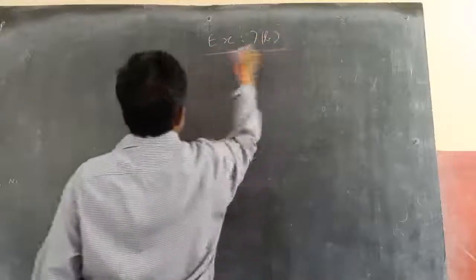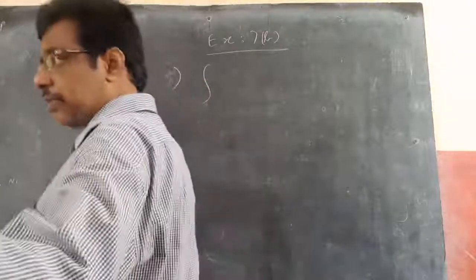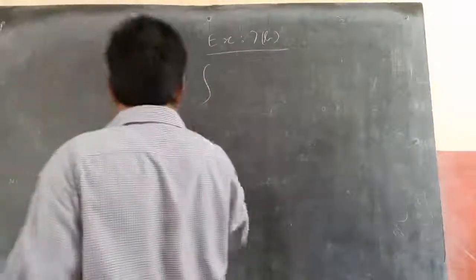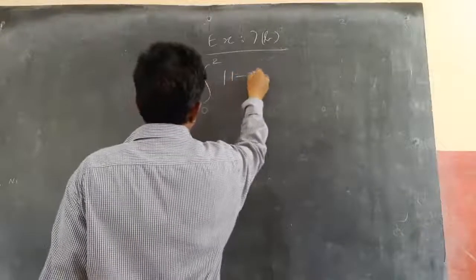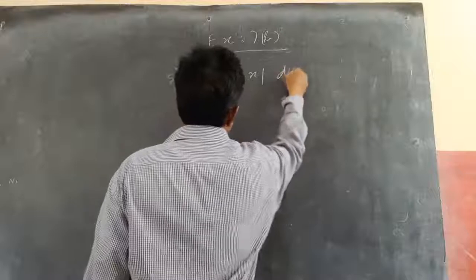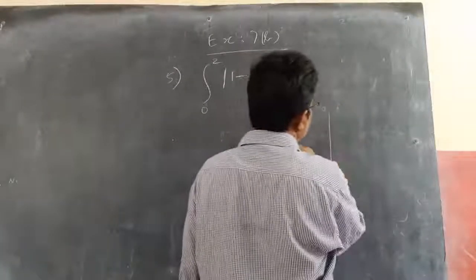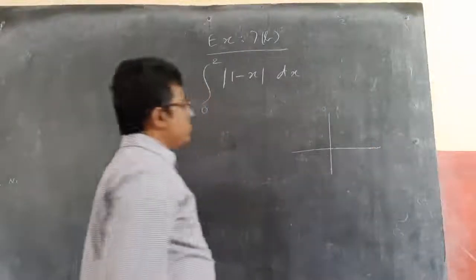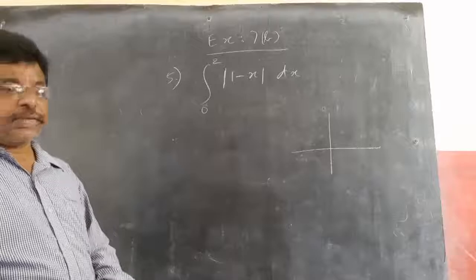7b we are already doing. Fifth sum: integral of 0 to 2 of modulus of 1 minus x, |1 − x| dx. See, how will the function 1 minus x, modulus of 1 minus x, look?